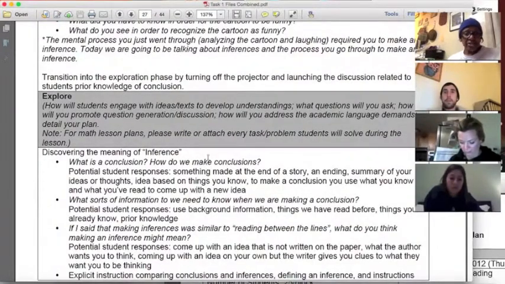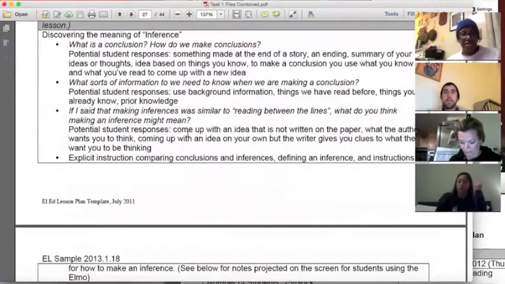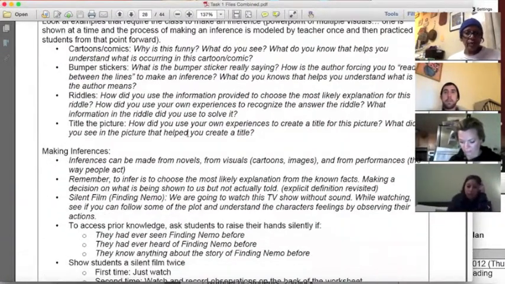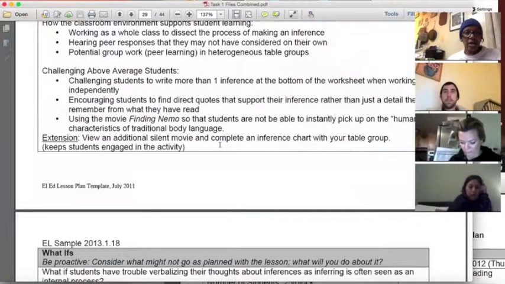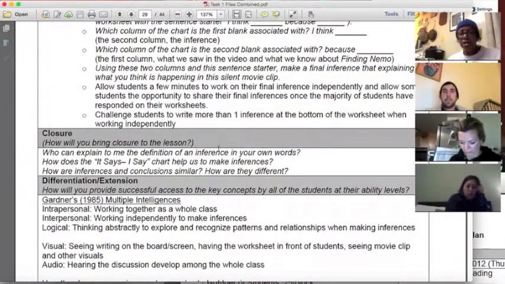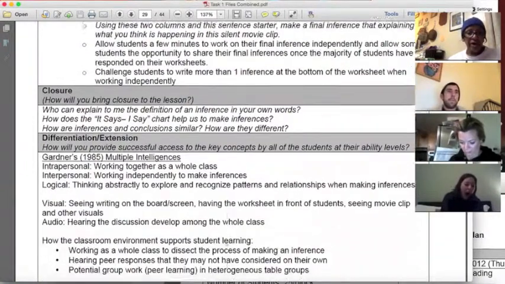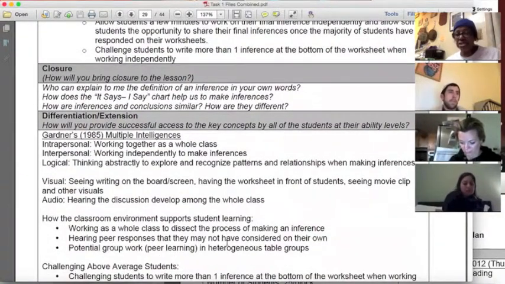Then how you're going to transition them. They're going to explore how students are going to engage in the text. And this one's about making inferences. This is the lesson in here, the instruction. And then how are you going to close the lesson, just like we have it. And then here you have your differentiations and extensions.